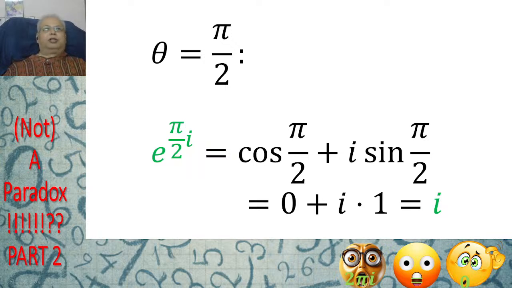So let me start with theta is equal to pi by 2. If theta is equal to pi by 2, using Euler formula, we get e to the power (pi by 2) i, that will be cos pi by 2 plus i sin pi by 2. Cos pi by 2 is 0, sin pi by 2 is 1. So e to the power (pi by 2) i is equal to i. Next.